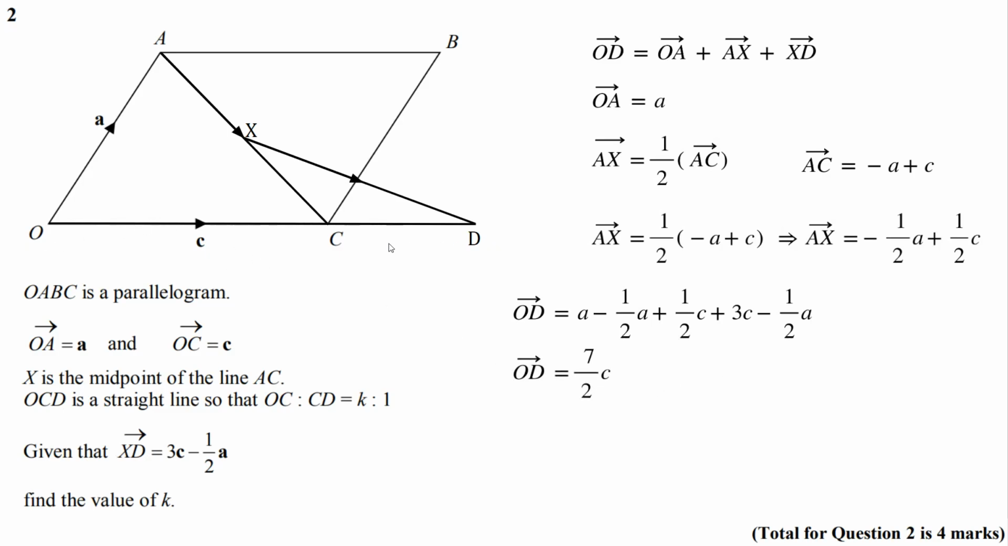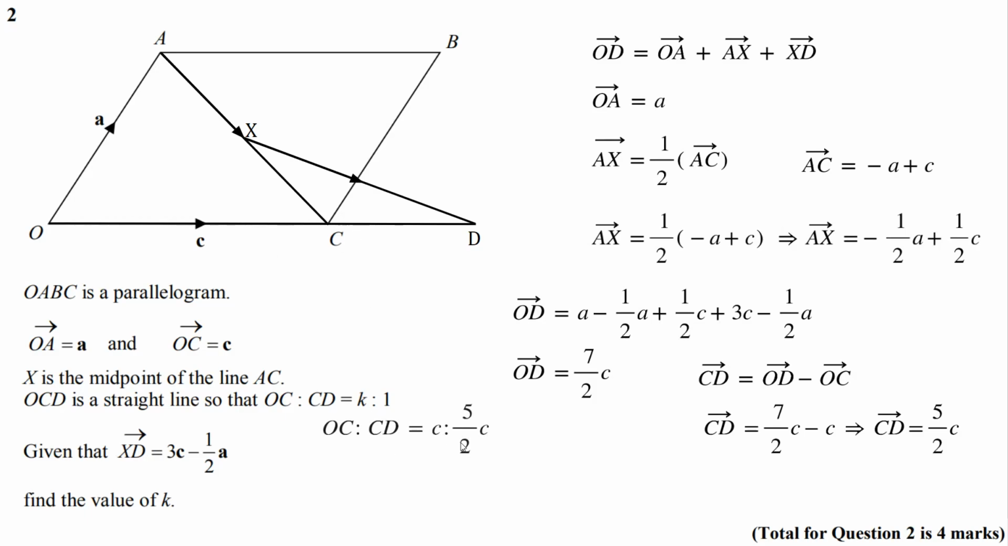And now we know that OD is 7 over 2 c. To get CD, we do CD equals OD minus OC. So this full line minus this small line gives us this. So 7 over 2 c minus c is just 5 over 2 c. So the ratio here is c to 5 over 2 c. We can cancel the c's to get 1 to 5 over 2. But we want this number to be a 1, so multiply by 2 and then divide by 5. So k must equal 2 over 5.